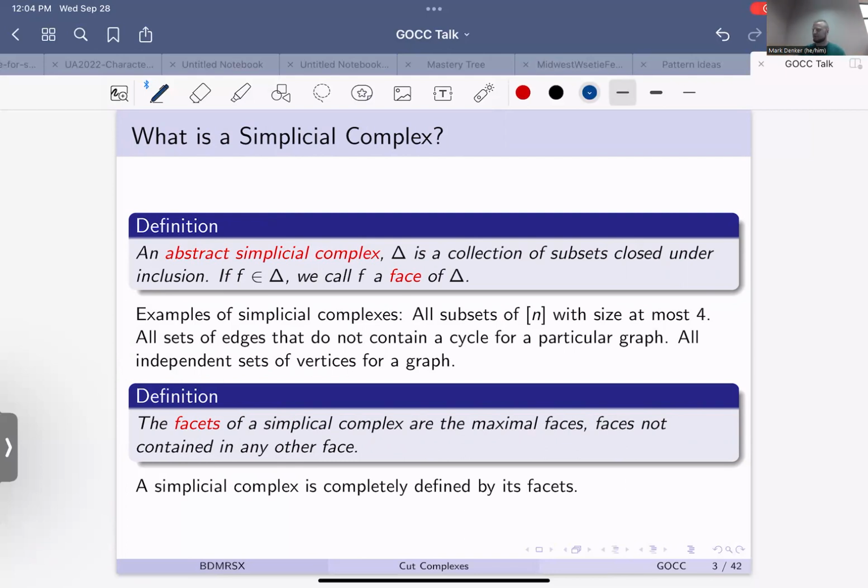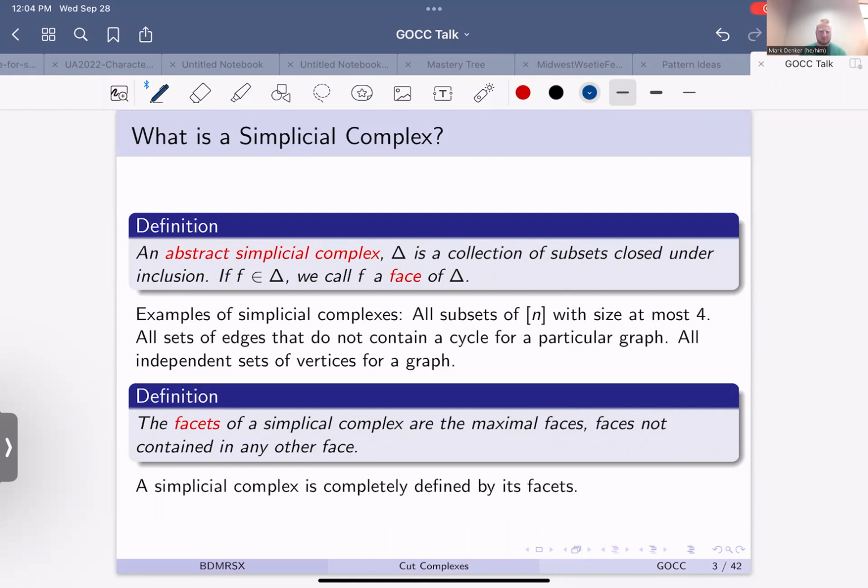Good examples of simplicial complexes, very combinatorial simplicial complexes, are all subsets of size 4 or less. So if A, B, C, D is in my simplicial complex, so will A, B, C. Another example is all sets of edges that don't contain a cycle. So every subset of a set of edges that don't contain a cycle will not magically start containing a cycle.